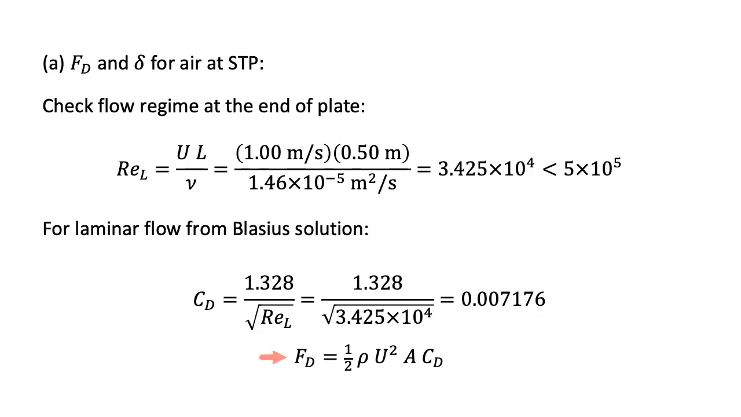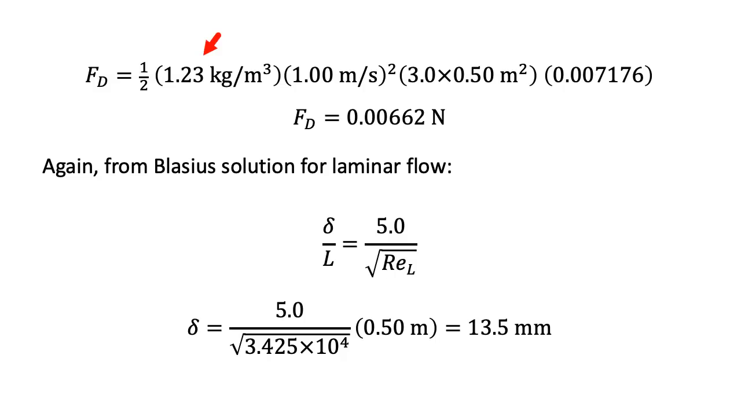0.007176. Finally, based on the definition of the dimensionless drag coefficient, we write the equation that can be used to calculate the friction drag. For air with a very low density, we get a very low drag of 0.00662 newtons. Next, we use another result from the velocity solution to calculate the boundary layer thickness at the end of the plate. For these conditions with air, we get 13.5 millimeters.